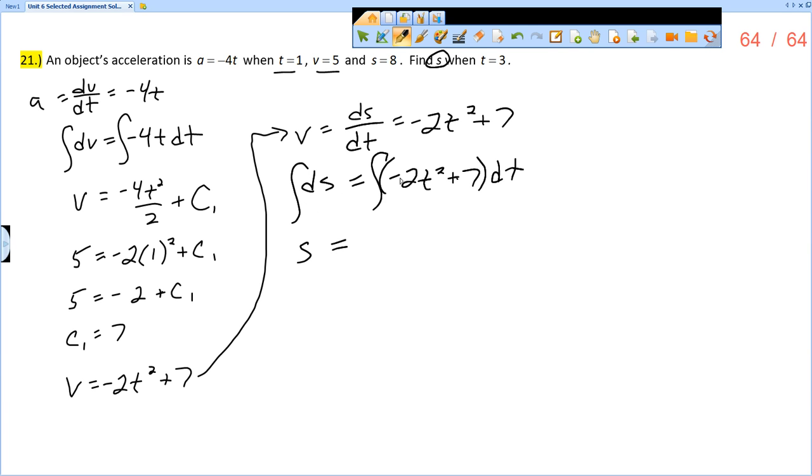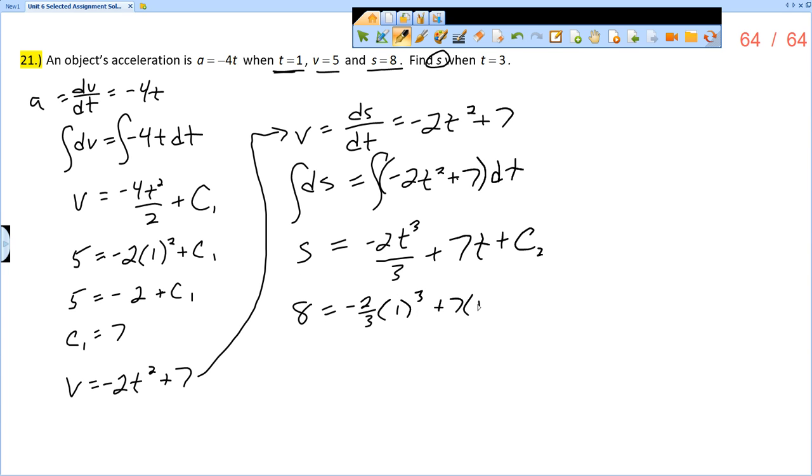So s equals, all right, the integral of negative 2t squared. So negative 2t squared, sorry, t squared, I'm going to add 1. I'm going to get t cubed over 3, plus the integral of 7 would be 7t, plus c. I'm going to call it c sub 2 because this is the second c that we had in this problem. All right, then we want to use the fact that t is 1 and s is 8. So 8 is equal to negative 2/3 t cubed plus 7. Sorry, not t cubed. I should have put 1 in there. 1 cubed plus 7 times 1 plus c sub 2.